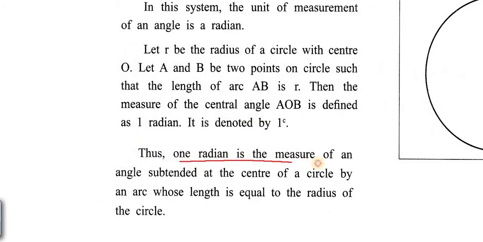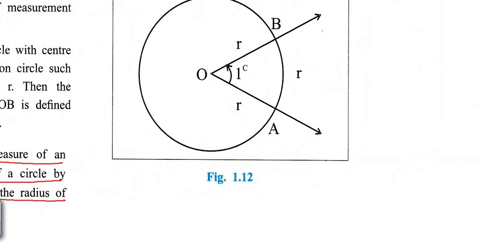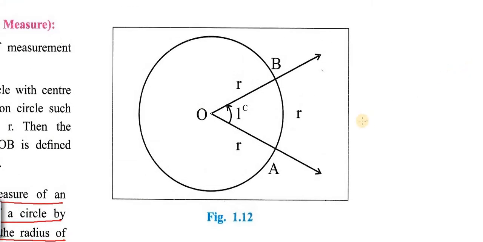1 radian is a measure of an angle subtended at the center of a circle by an arc whose length is equal to the radius of the circle. Now let us have a look at this diagram, more sophisticated than the one I had drawn just now. So this is a circle of radius r. So length OB equal to radius, length OA equal to radius. So naturally OB equal to OA, and we are considering this arc AB of length r units.